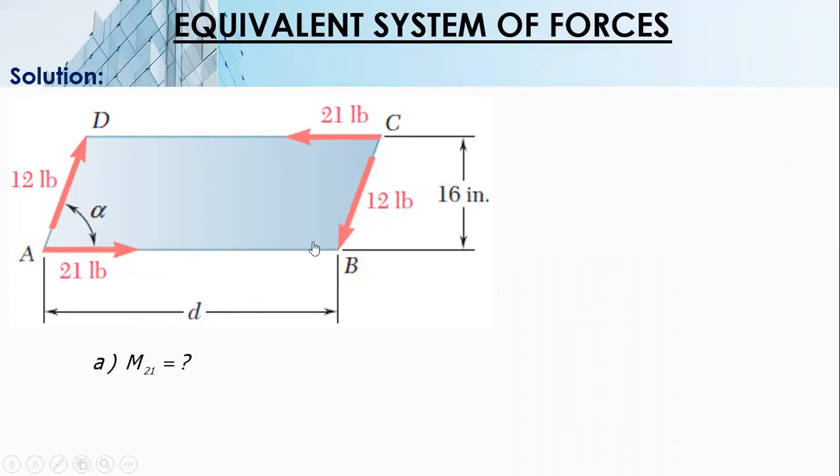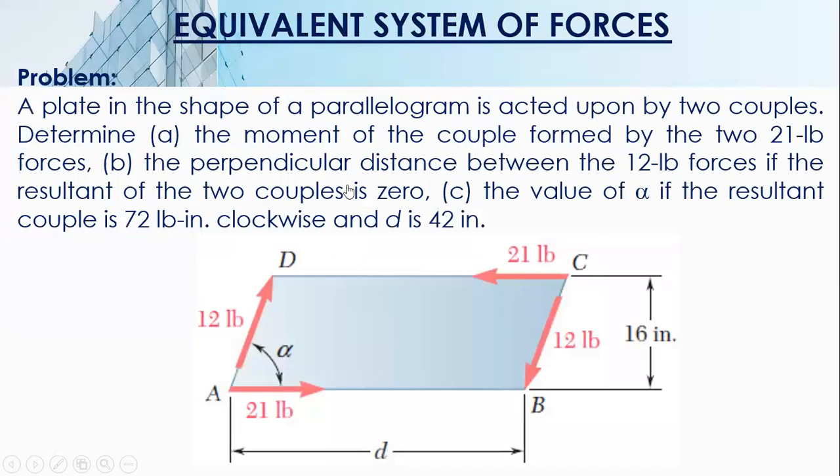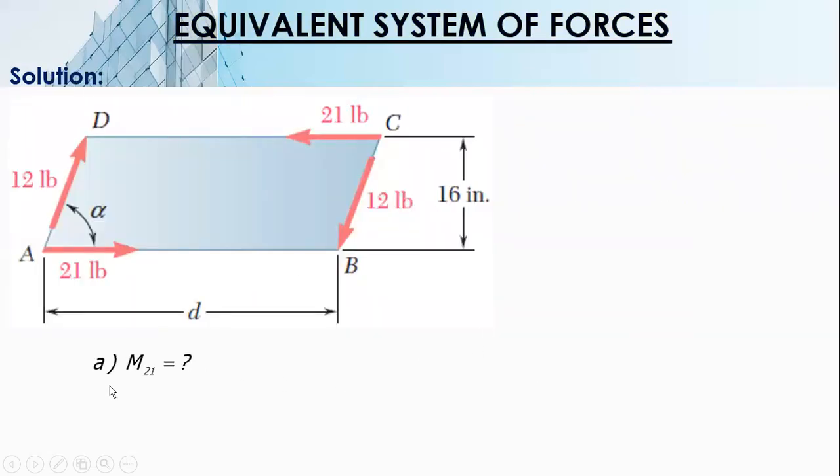Letter A is find the moment of this couple, 21 pounds. Okay. Letter A. Determine the moment of the couple formed by the two 21-pound forces. So, since the two forces of the couple, ang direction or ang line of action sa 21-pound forces is horizontal, therefore its perpendicular distance is vertical and it is equal to 16.